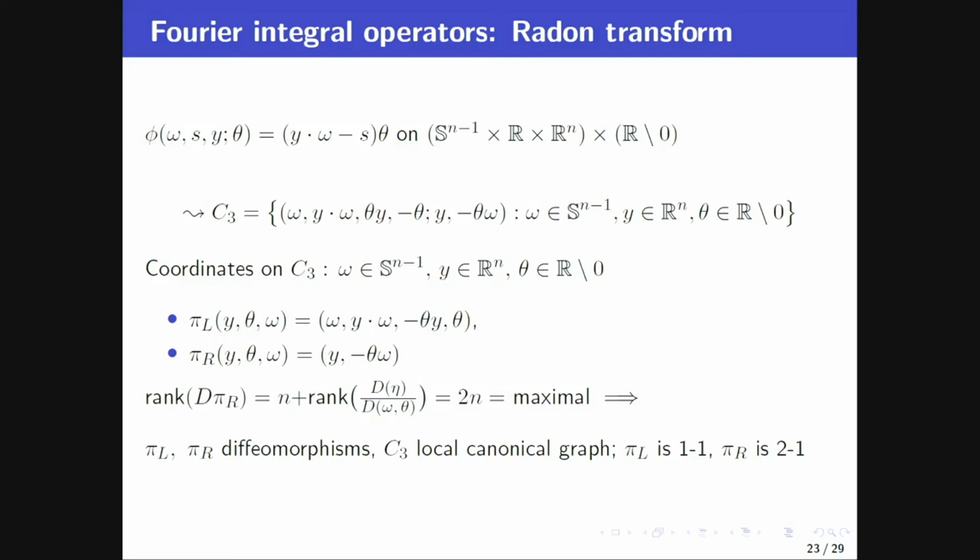The canonical relation of the Radon transform is a local canonical graph. They are non-degenerate projections. It's not a global canonical graph because pi r is 2 to 1 here, okay? Because if we take the points minus theta, minus omega, we obtain the same thing. So it's a local canonical graph. But it's good enough for estimates and inversion and so on.